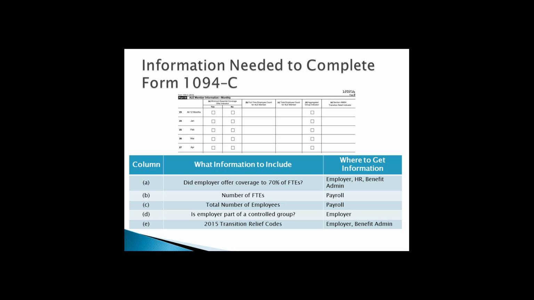If the employer selected the 4980H transition relief and is eligible for the 50 to 99 relief, they will enter code A in column E. If the employer is eligible for the 100 or more relief, they will need to enter code B in column E. An employer cannot be eligible for both types of relief. So in column E, if they follow the 4980H transition relief, they will enter A for 50 to 99 or B for 100 or more employees.